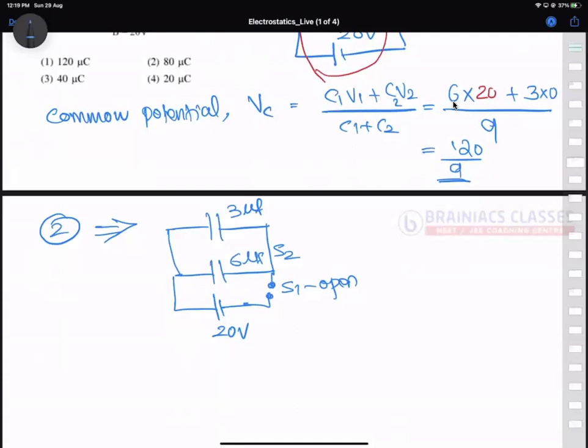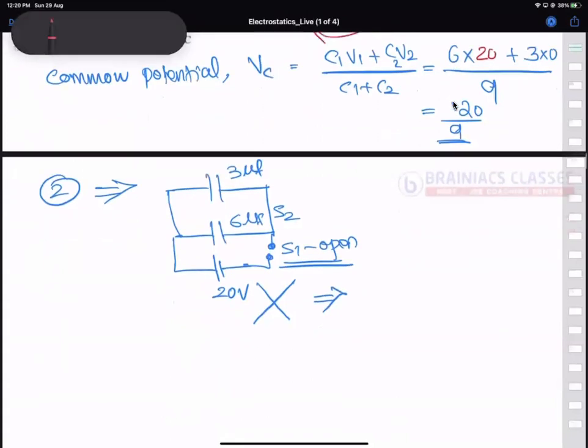Now, 20 volt has no role here because S1 is open. This disconnected wire is cut. Also, in the circuit the voltage is 120 divided by 9. What is our effective circuit? Our effective circuit looks like this one. What is the meaning of 120 volt?